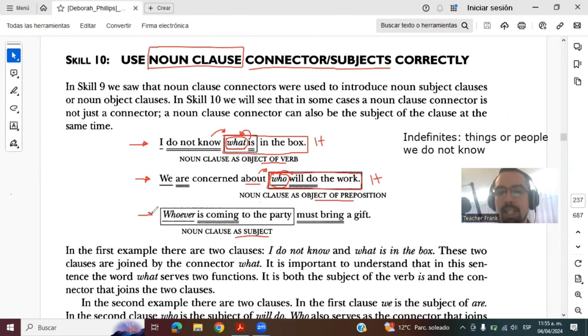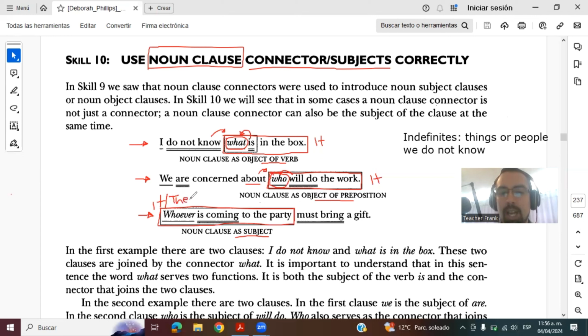Now let's look at the last one, which is noun clause as subject. As we saw in Skill 9, you have to use "it," or you can also use it as a subject. In this case, whoever is coming to the party, all of this can be summarized in "it," or in this case, "he or she must bring a gift," or "they must bring a gift." It could also be "they" in this case. Whoever is coming to the party must bring a gift.